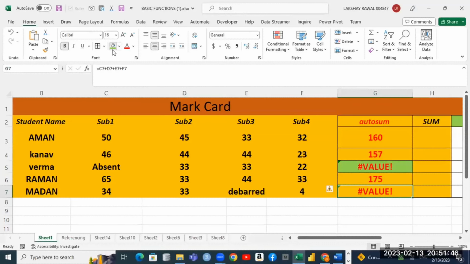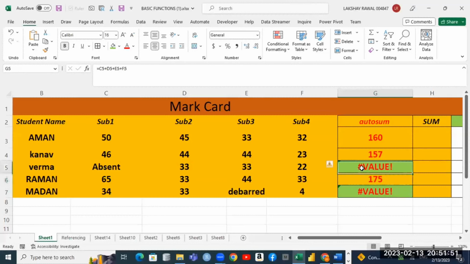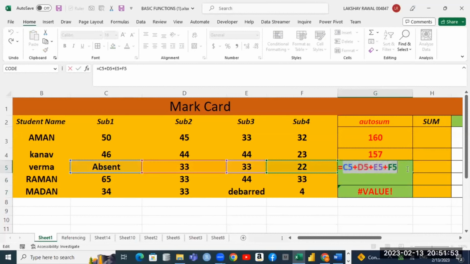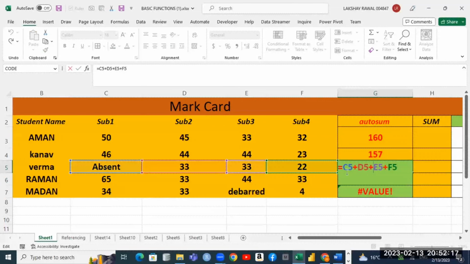Here and here. We discussed that day whether this is a formula or a function. Is this a formula or a function? Formula. Yes, this is a formula because you have manually written it. There is no name of the function given. This is a formula. If you are writing a formula, then in this case, absent is there.